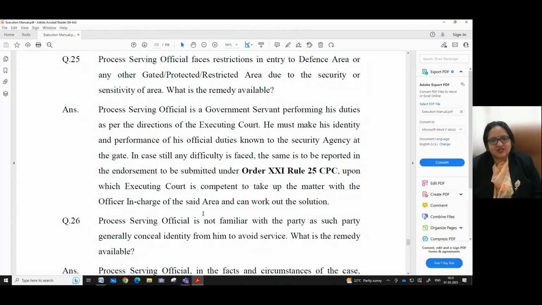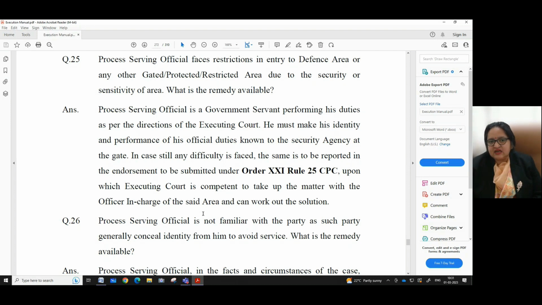Process serving official faces restrictions in entry to defense area or any other gated or protected or restricted area due to the security or sensitivity of the area. What is the remedy available? Now, the answer to the question is that the process serving official is a government servant performing his duties as per the directions of the executing court. He must make his identity and performance of his official duties known to the security agency at the gate.